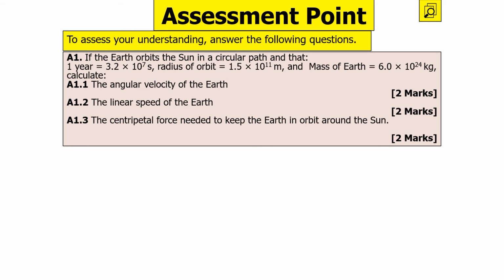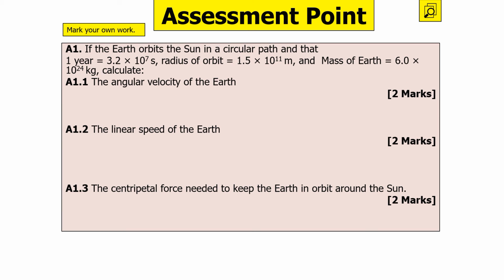The next question says, if the Earth orbits the Sun in a circular path, and we've got 1 year is 3.2 times 10 to 7 seconds, the radius of orbit is 1.5 times 10 to 11 meters, and the mass of the Earth is 6 times 10 to 24 kilograms, calculate the angular velocity of the Earth, the linear speed of the Earth, and the centripetal force needed to keep the Earth in orbit around the Sun. So pause the video now, then unpause the video when you want to go through your answers.